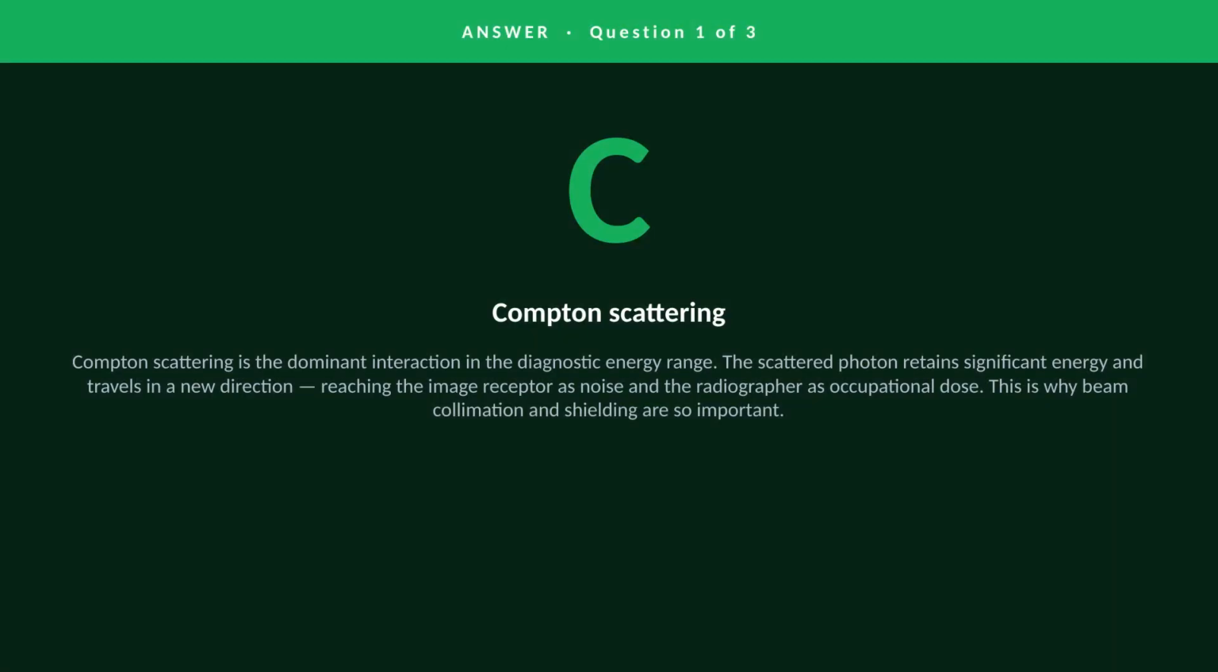The answer is C, Compton scattering. Compton interaction is the dominant interaction in the diagnostic energy range. The scattered photon retains significant energy and travels in a new direction, reaching the image receptor as noise and the radiographer as occupational dose. This is why collimation and shielding are so critical.